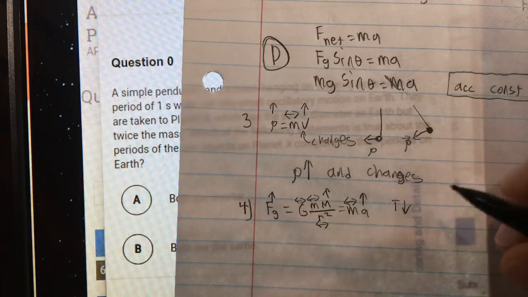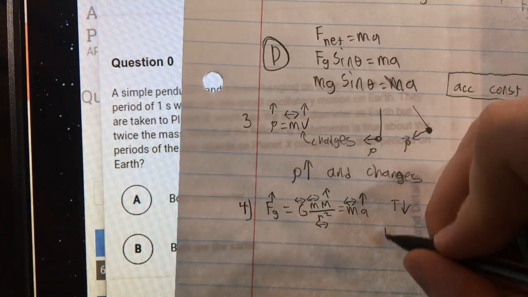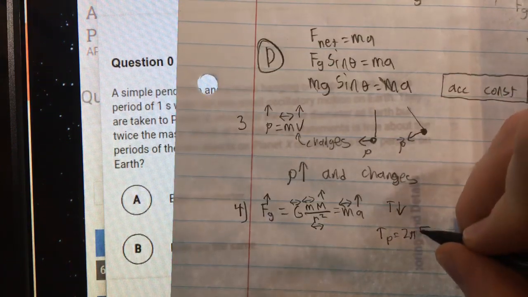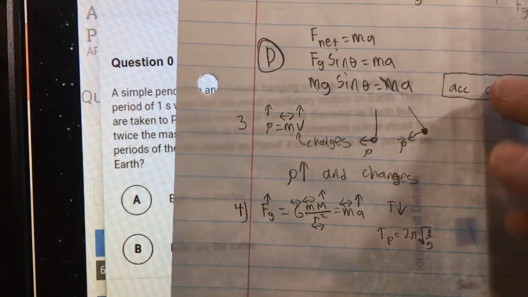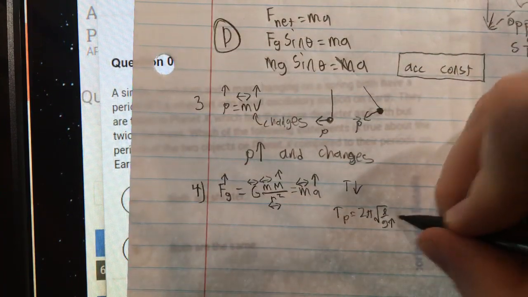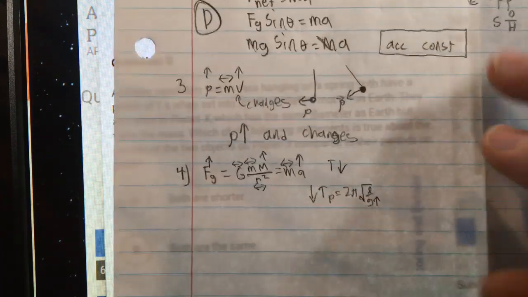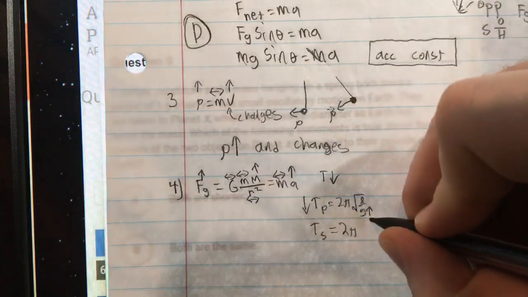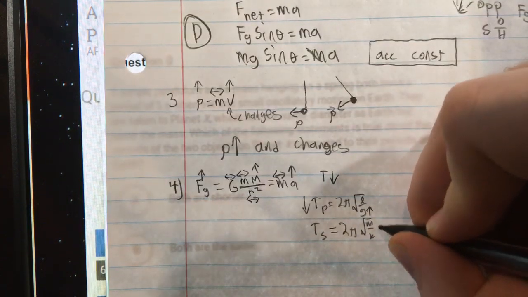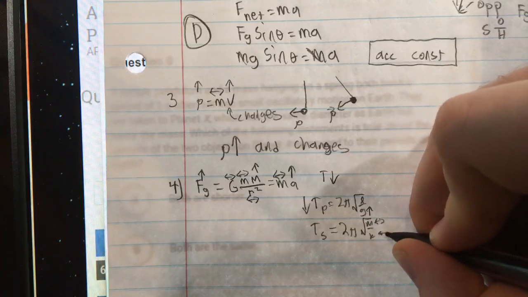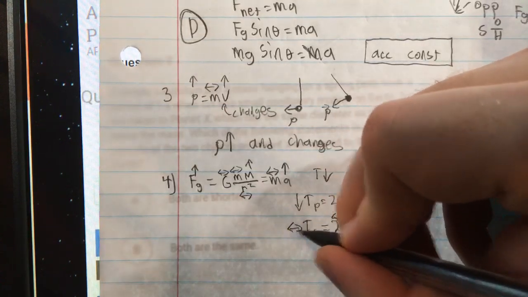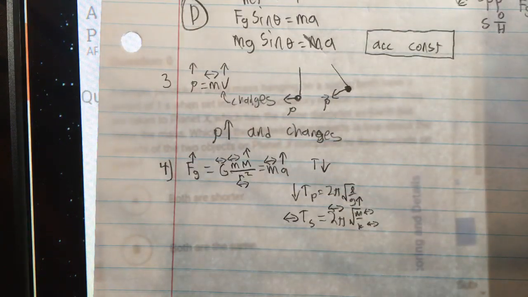So the acceleration due to gravity goes up, so the period of the pendulum, 2 pi square root of length divided by acceleration due to gravity, goes down. But we have our spring equation, 2 pi square root of mass divided by spring constant. Didn't change the mass, didn't change the spring constant, didn't change 2 or pi. So the period of the pendulum will go down, the period of the spring stays the same.